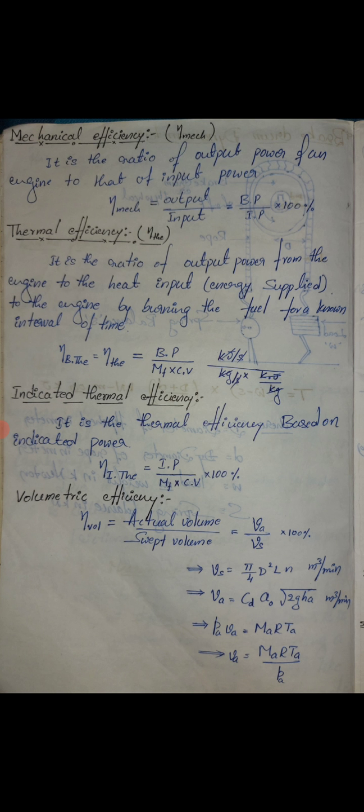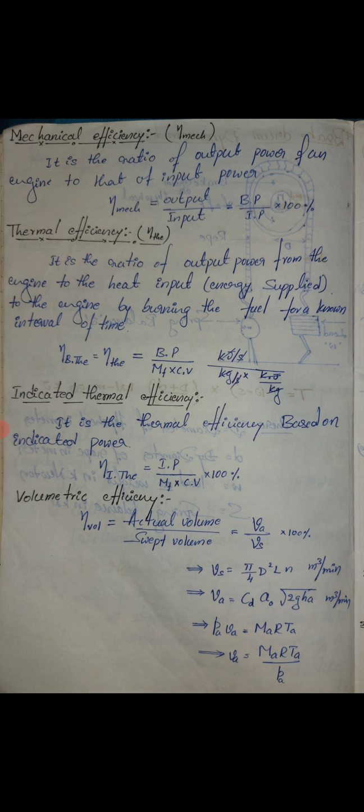So thermal efficiency is the ratio of output power from the engine to the heat input. The heat output is the brake power that is available at the crankshaft, and the heat input is the mass of the fuel supplied multiplied by its calorific value. That is the heat input to the engine by burning the fuel for a known interval of time. So brake thermal efficiency is BP divided by MF into CV.